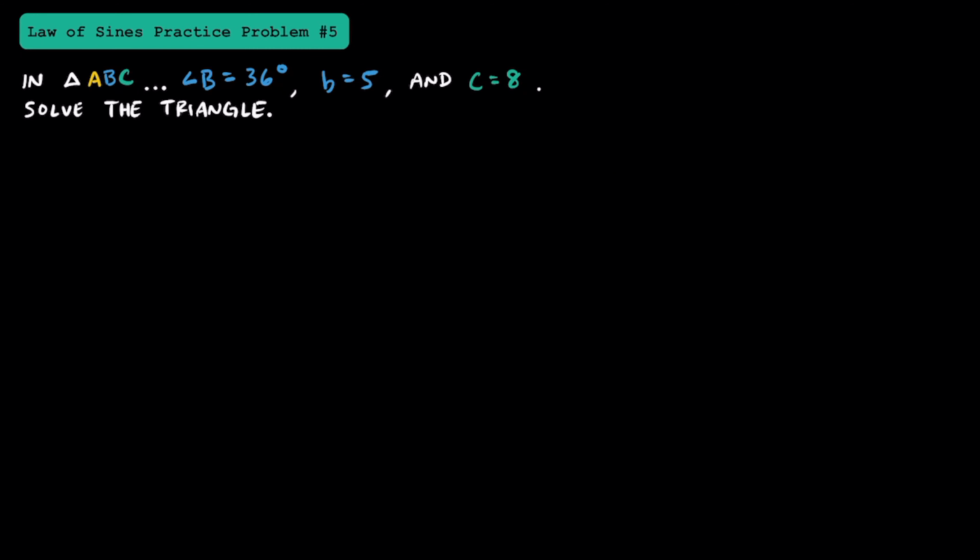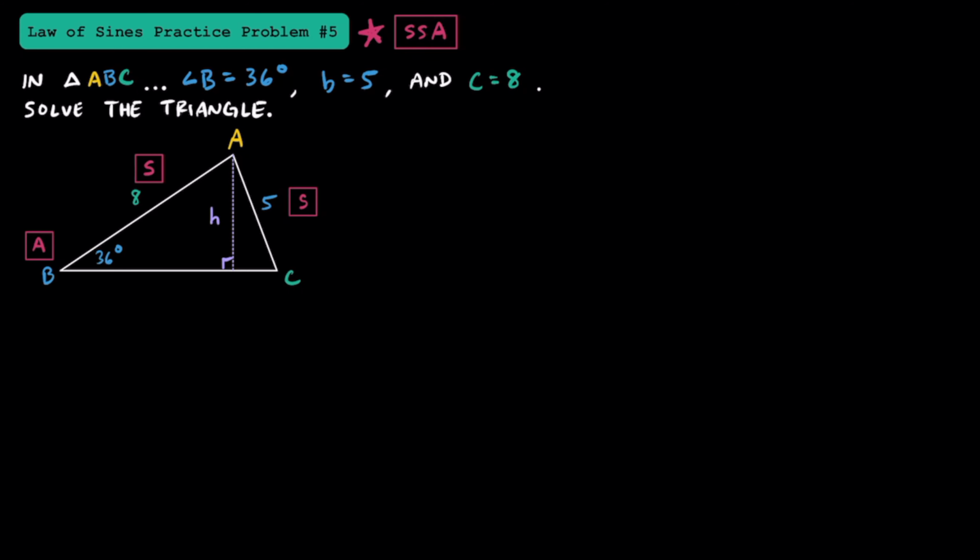Let's try one last law of sines problem here. In triangle ABC, angle B is 36 degrees, side B is equal to 5, and side C is equal to 8. Let's solve this triangle. If you'd like to, pause the video and try to sketch it on your own, and then you can see if we have the same type of sketch. Once again, we have this last case of this SSA where we could have the ambiguous case.